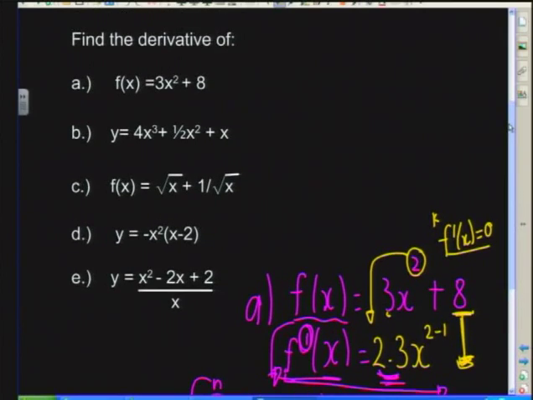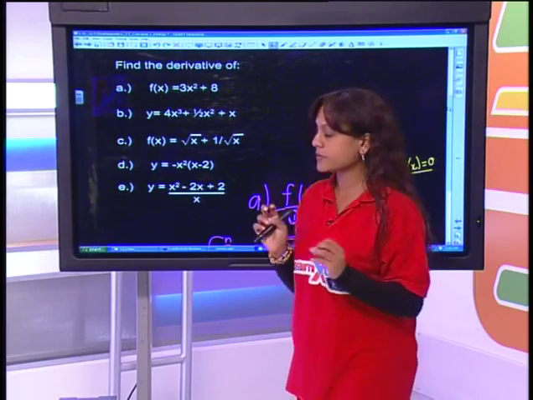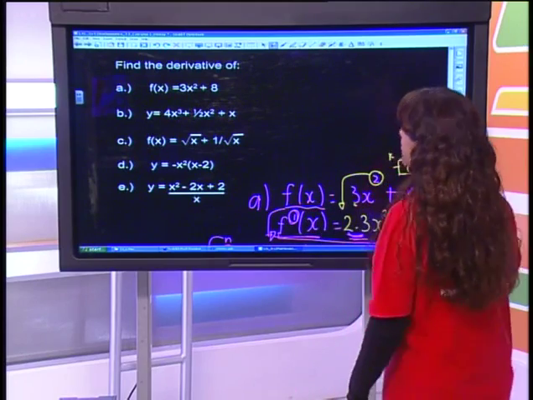Hopefully you guys were able to follow that and it's easy so far. We're just using the basic power rule. We're going to look at another example. This is example B.